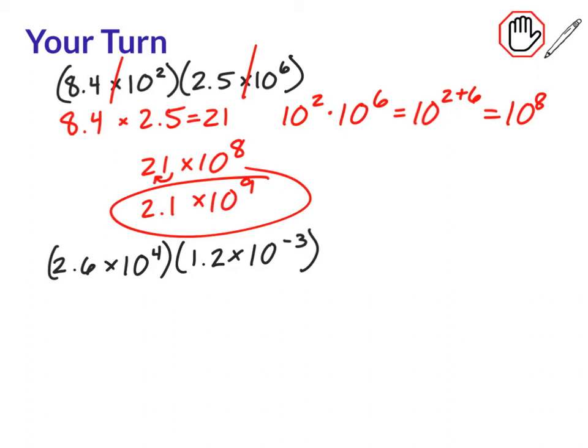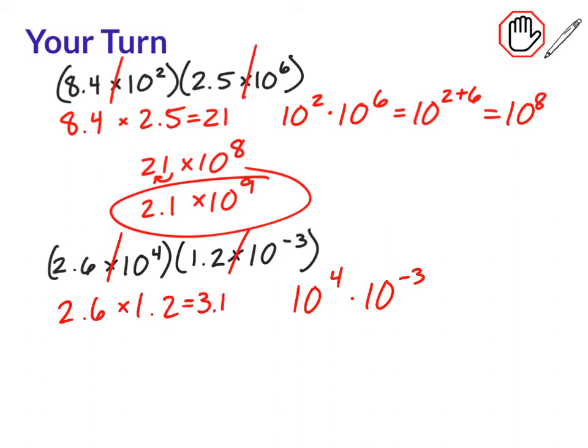For the next problem, I'll do the same thing and break up this problem into 2 separate problems. So 2.6 times 1.2, and then I'll multiply my base 10, 10 to the power of 4, times 10 to the power of negative 3. 2.6 times 1.2 is equal to 3.12, or 3 and 1200ths. And that's between 1 and 10, so I don't have to convert any of the units later.